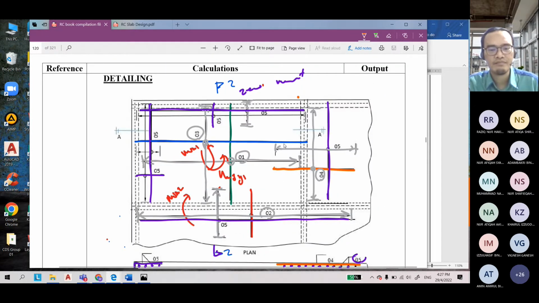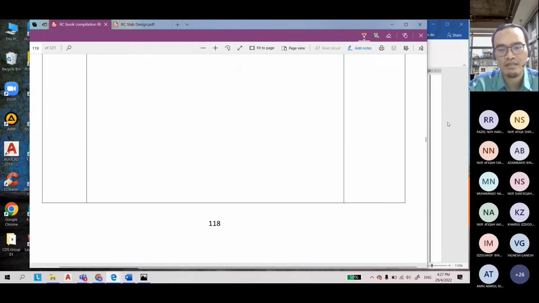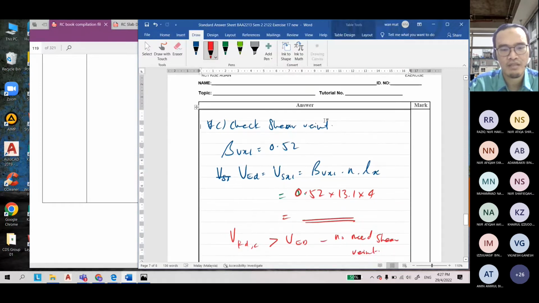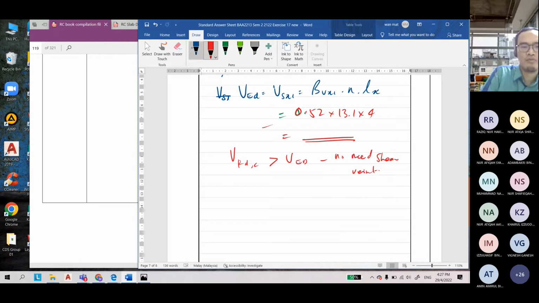Okay, any question? Okay, I hope you can proceed. As usual, you can proceed with the checking of shear reinforcement. Okay, this is the tips I give to you, and then check the deflection, and then you check the cracking.